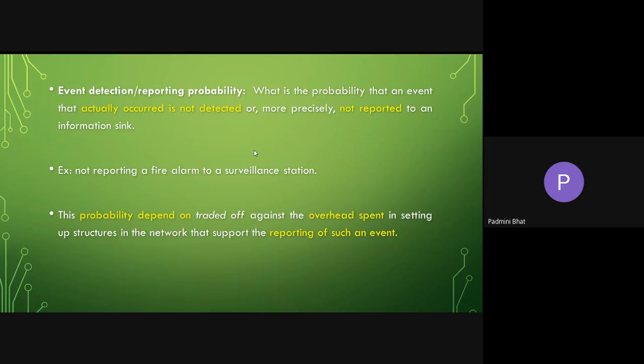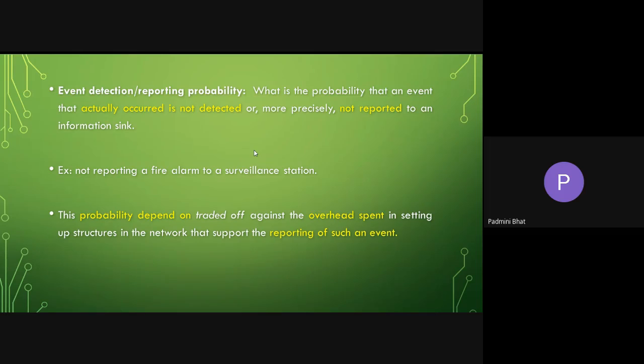Among 100 times when the elephant tried to cross, if the alarm fails once, maybe that is acceptable. In some cases even that is not acceptable. Accuracy needs to be maintained depending on the seriousness of the application.